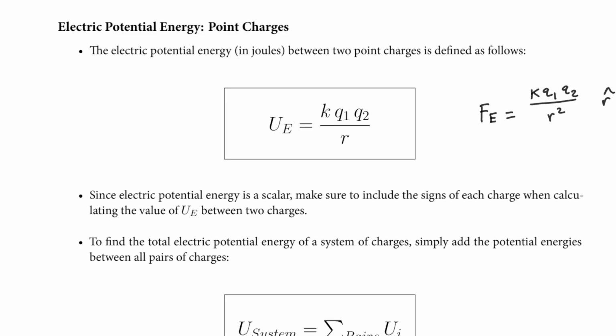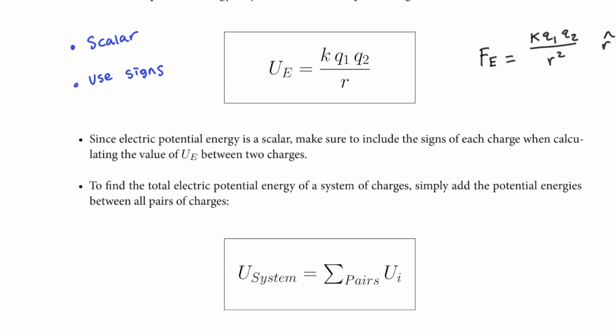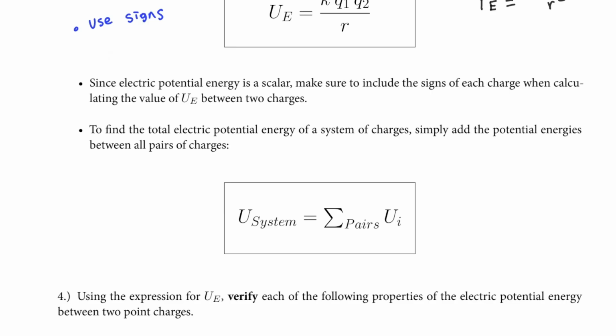So one thing to note with this is electric potential energy is a scalar, so use signs. I typically don't use signs with vector quantities because we get the direction correct, because arrows don't have a sign. Vectors just have an orientation, but these are scalars. You can have a positive or negative bank balance, so we should be using signs of the charges here. And as per usual, you can use superposition. So if you've got lots of charges, just add up all the pairs of energies to get the total energy of the system.